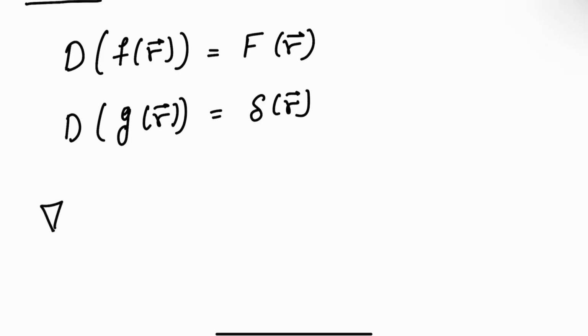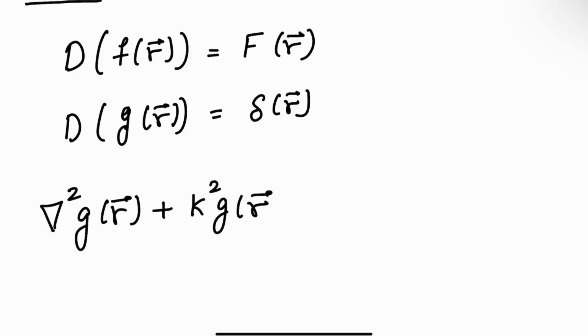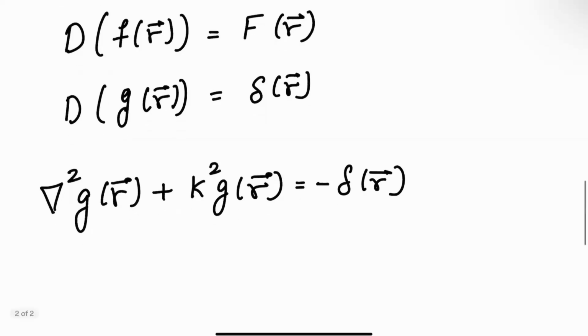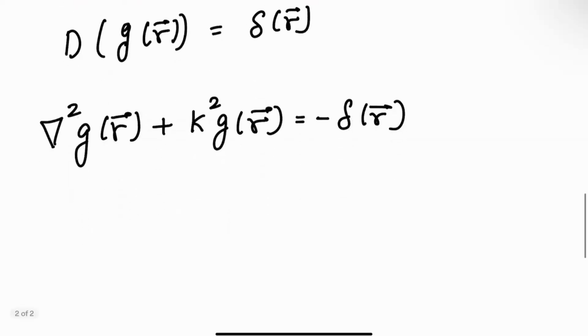So the equation is something like this: Laplacian of G plus k squared G equal to delta of R. That gives us the Green's function, but we'll put a minus here just because we would like the solution to be positive. Okay, so just as a reminder, call that delta of R.